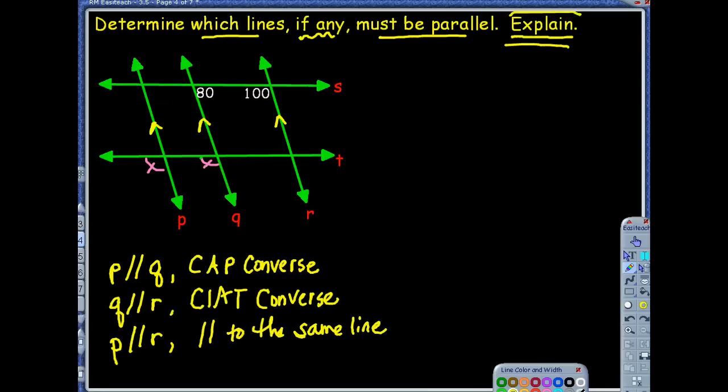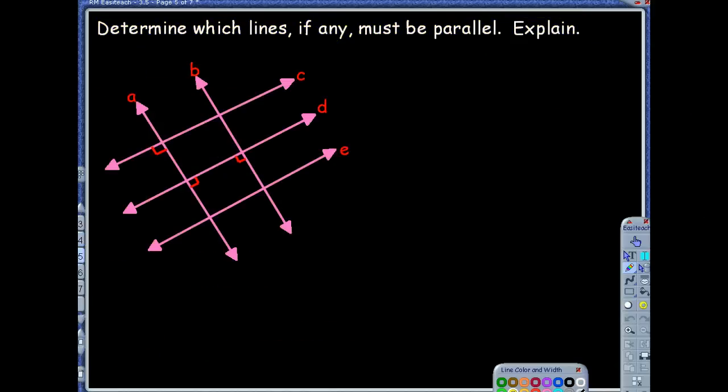And again, notice our explanation. I mean, guys, it's a theorem, it's not lengthy at all. So just make sure you support it so we know what your thoughts and ideas are. And again, it says if any, so there could be no parallel lines. In this case, we had 3 sets. So lots going on.